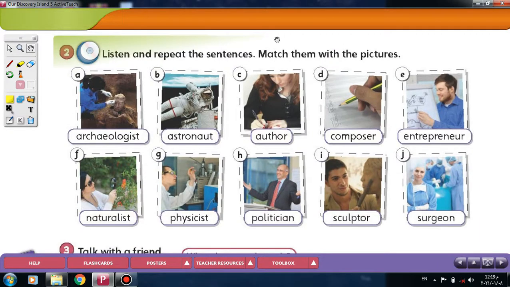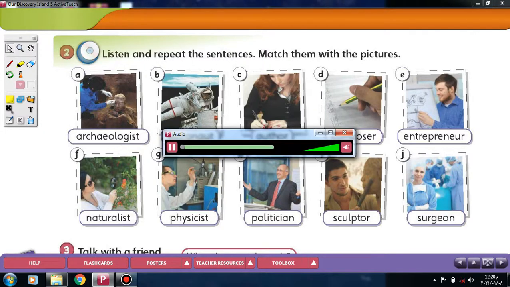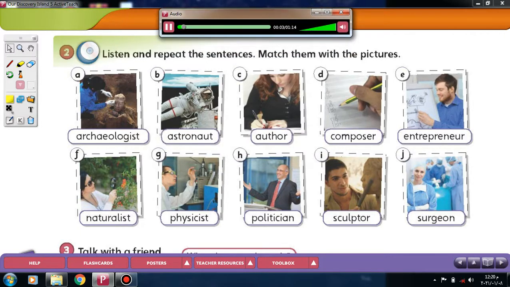Now, let's go to the second exercise. Listen and repeat the sentences. Match them with the pictures. So hold your pencils and let's focus and write the numbers. Let's number the pictures. Page 56, Unit 5, Lesson 1, Activity 2. Listen and repeat the sentences. Match them with the pictures.